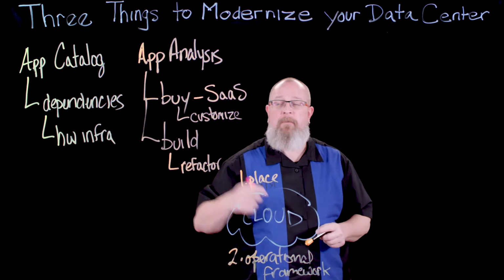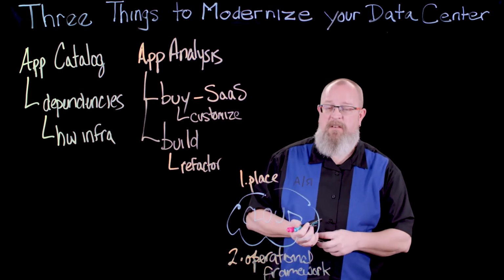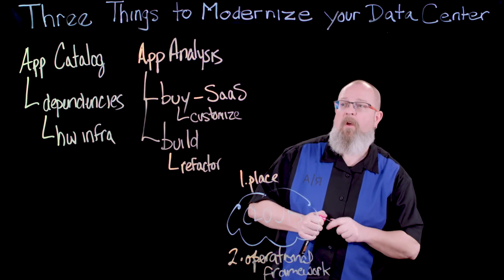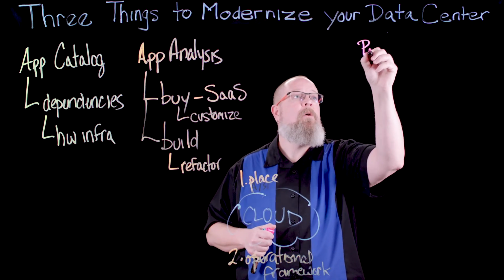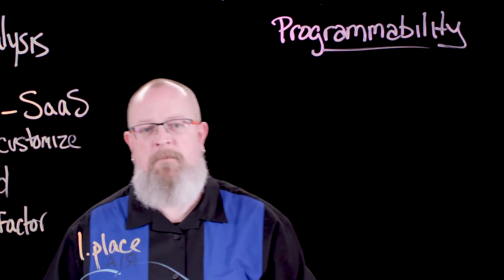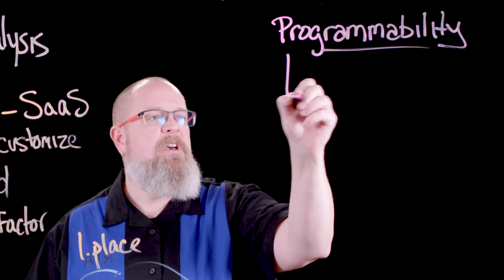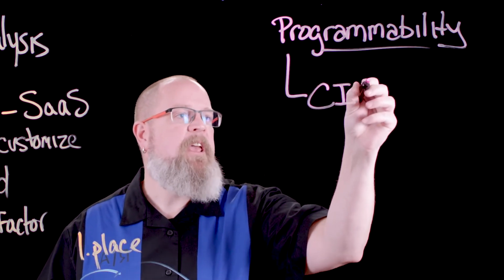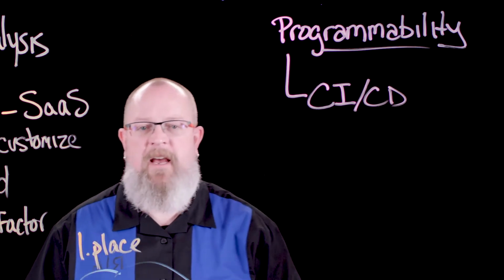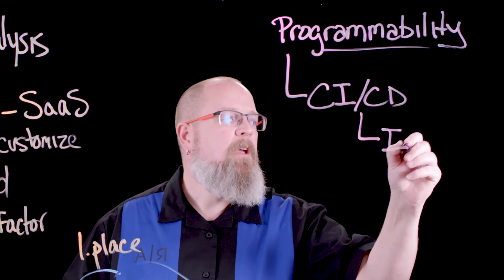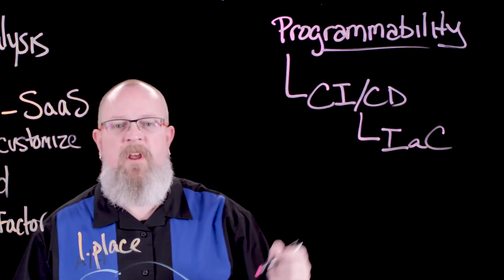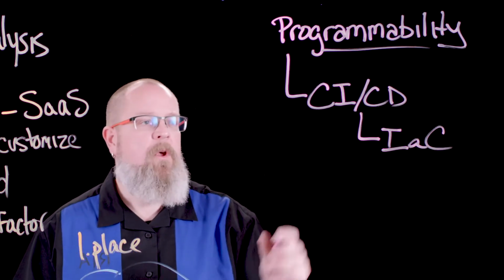So once you've built an app catalog, once you've done app analysis, the third thing you have to look at is programmability. Why is programmability important? Because you can figure out how to deliver applications in a CI/CD pipeline. As part of that CI/CD pipeline, you need to know, can I just deliver infrastructure as code?